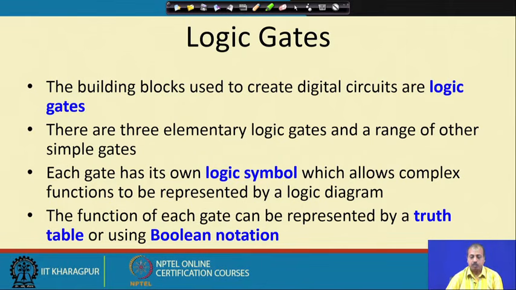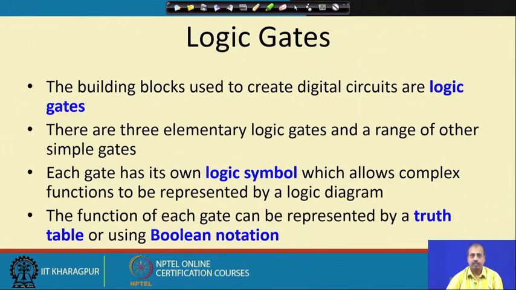Each gate has its own logic symbol which is universally accepted, and it is expected that we use those symbols to represent the logic gates. You can use those symbols for AND operation, OR operation, etc., and connect the inputs and outputs by means of lines to get the overall logic diagram. So, that we will call a logic diagram.